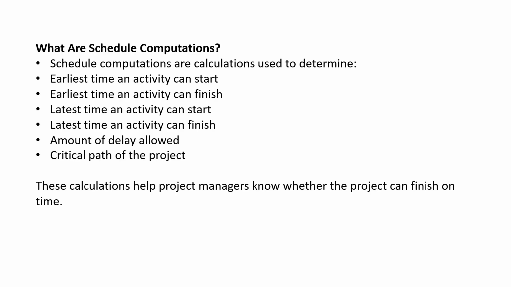Schedule computations are calculations used to determine the timing of project activities. They help us find the earliest time an activity can start and finish. They also help us find the latest time an activity can start and finish without delaying the project. Besides that, schedule computation helps us identify the amount of delay allowed for a certain activity. This delay allowance is called float or slack.